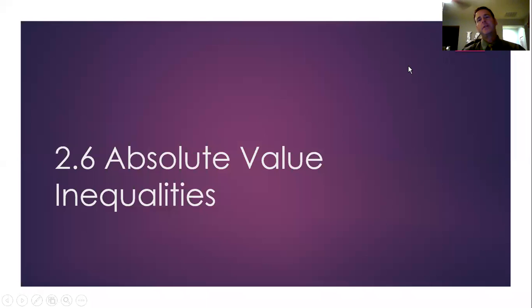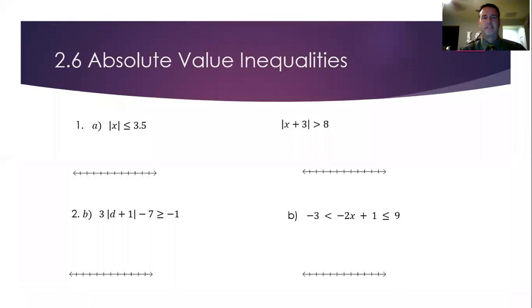All right, Algebra 1, this is 2.6, absolute value inequalities. I guarantee you're going to love this, okay? You're going to love this one the best because this is an error. This is actually from 2.5. You did it, okay? So you can scratch that one out.